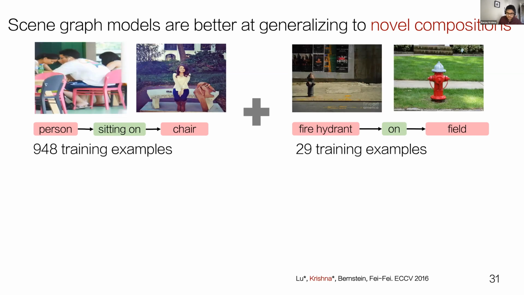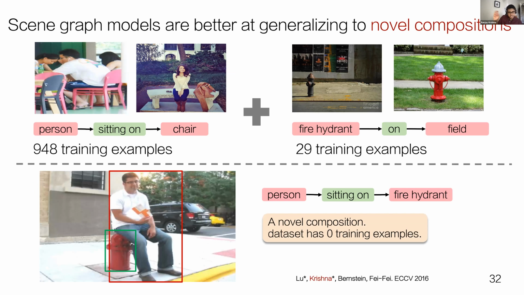And similarly, of course, going back to the example we started with, by looking at examples of people sitting on chairs and fire hydrants on the ground, we can now, again, take these individual pieces from these other training examples and then combine them to predict when a person is sitting on a fire hydrant. Again, an example that is completely missing from its training data, but one that our model can now predict.